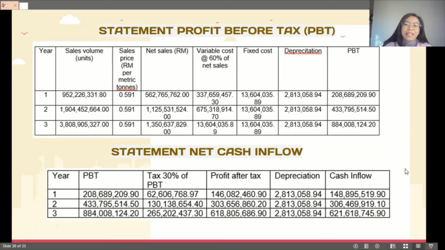Other than that is the statement of net cash inflow. To calculate the net cash inflow, we need to know the PBT first. As I already mentioned, the PBT values that we got from the PBT table will be used for the net cash inflow. The tax, 30% of PBT, is 30 over 100 times the PBT value. The profit after tax is the PBT minus the tax. Depreciation is the same as I mentioned before. And the net cash inflow is the profit after tax plus the depreciation.